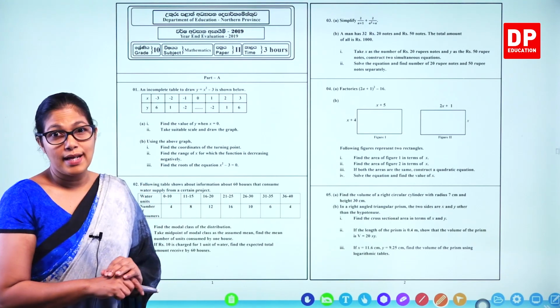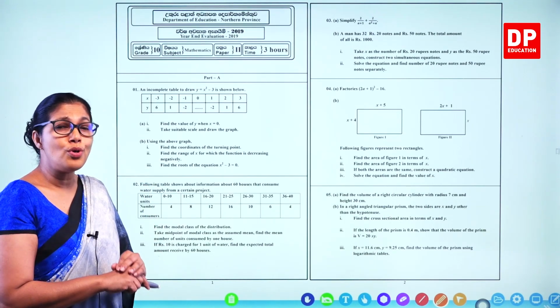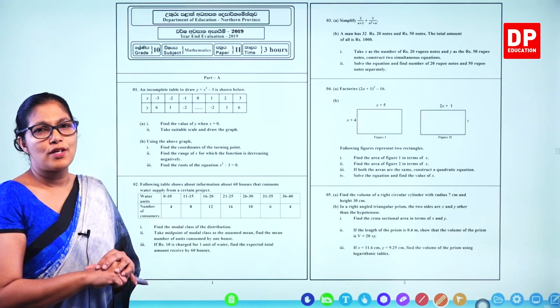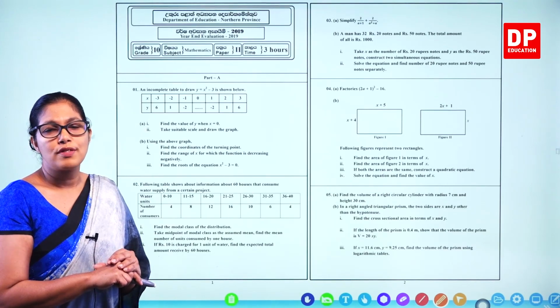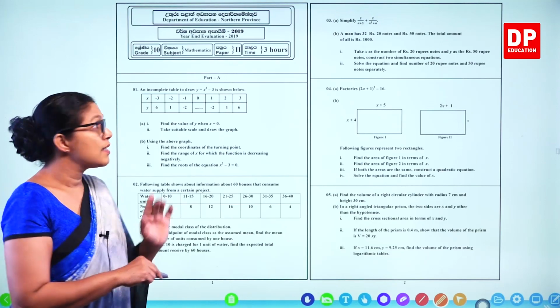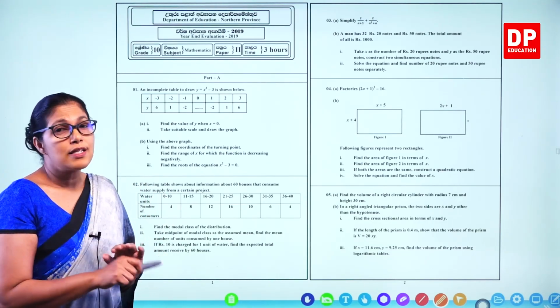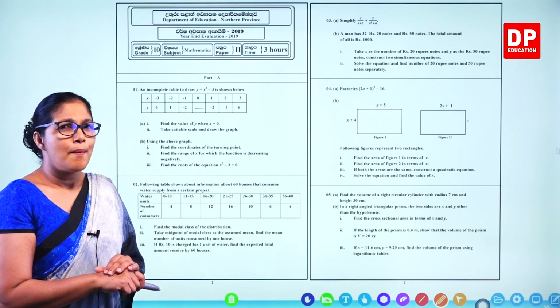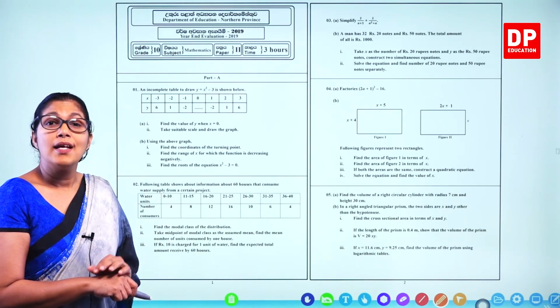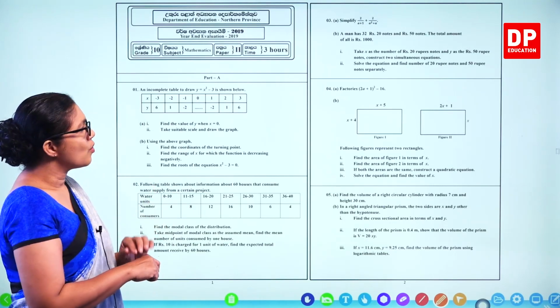In part A you get 6 questions but you have to do 5 questions. And also in part B you get 6 questions. Only you have to select 5 questions out of that. Each question in part A and B, you get 10 marks. Make sure that you complete maximum within 18 minutes per question.